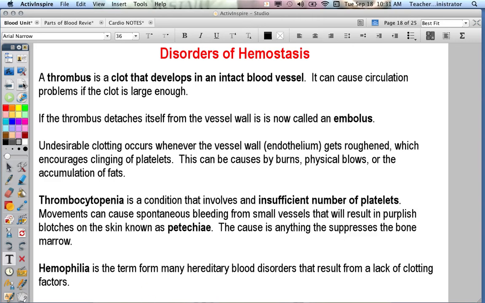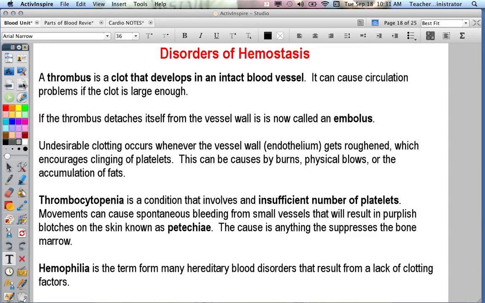Thrombocytopenia is where you don't make enough of your platelets, because thrombocyte is a platelet, and penia means deficiency. This is where you have a deficiency of platelets. And so if you have few platelets, then any time that you're even moving around, sometimes you can get spontaneous bleeding. And then this is going to create those bruises, those purplish blotches on your skin, which can be known as petechiae. And so anything that's going to suppress the bone marrow from making your platelets or any other part of your blood, in this case specifically your platelets, that's going to cause problems, and in this case it's thrombocytopenia.